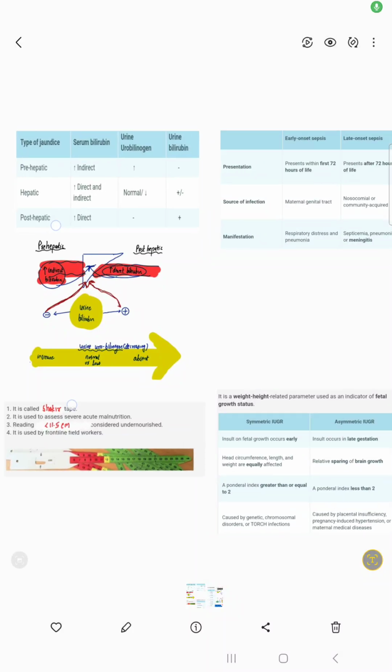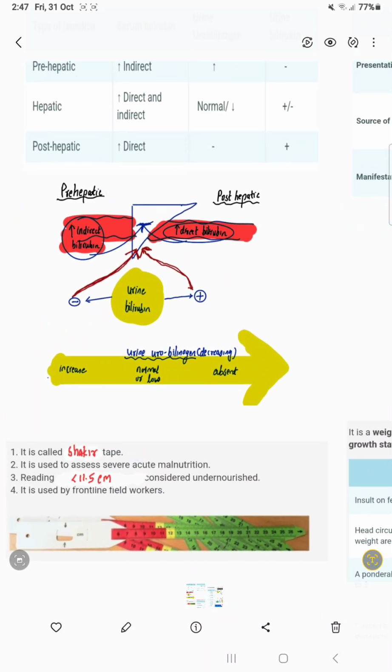Let's talk about jaundice. There are three types of jaundice: pre-hepatic, hepatic, and post-hepatic. In pre-hepatic, indirect bilirubin is increased. In post-hepatic, direct bilirubin is increased. Direct means conjugated, and indirect means unconjugated. In hepatic jaundice, both direct and indirect bilirubin are increased.